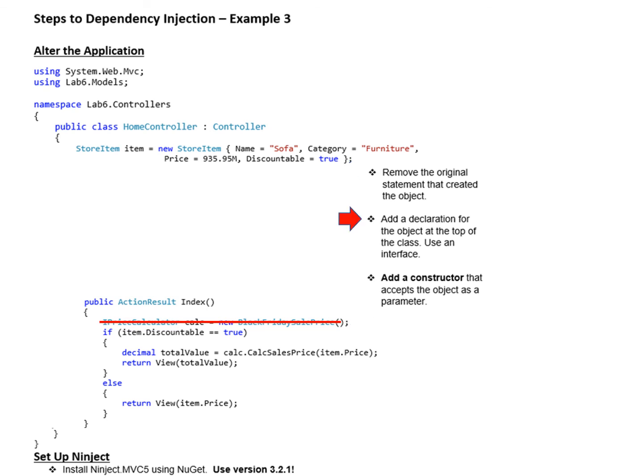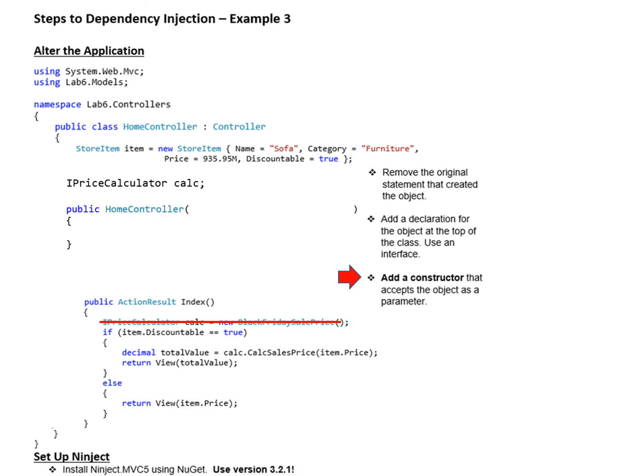The second step is to add a declaration of the object at the top of the class. So that first half of the line that we just got rid of, we take that and put it up at the top and put a semicolon after it. So we have added a declaration of this thing called calc. We say it's going to be of type IPriceCalculator, but we don't know which implementation it is. And then the last step: add a constructor that accepts the object as a parameter.